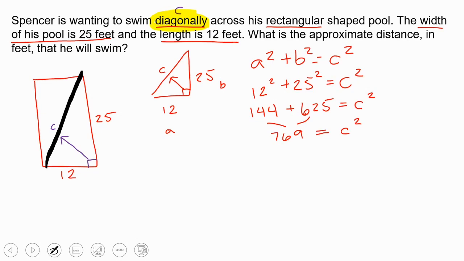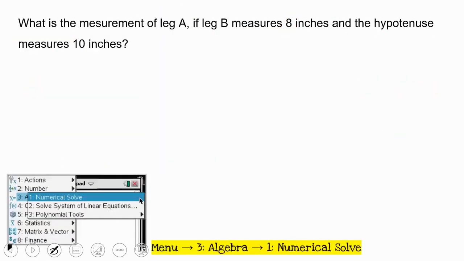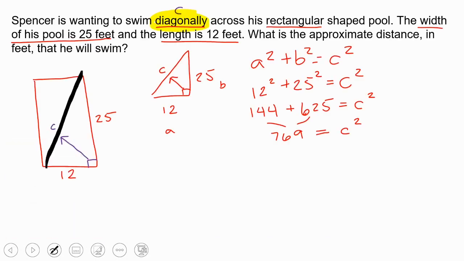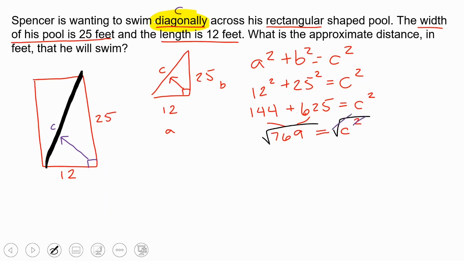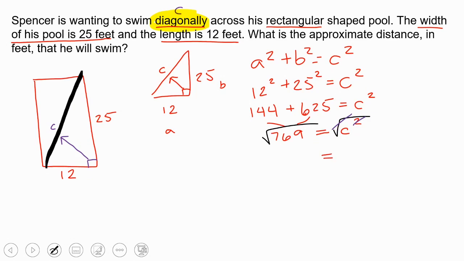equals C squared. And just like we were doing on these other examples where we were taking the square root from both sides, we're going to do that here as well because we just want C. So you're going to take the square root of both sides. Remember that squared and the square root, they cancel out, leaving me with C is equal to the square root of 769. But if you have your calculator and you can simplify that down, we're going to go ahead and simplify it.